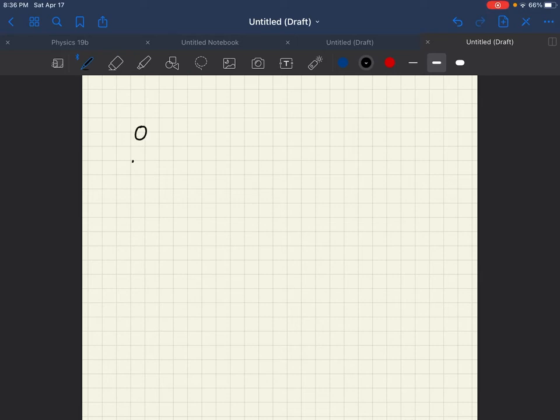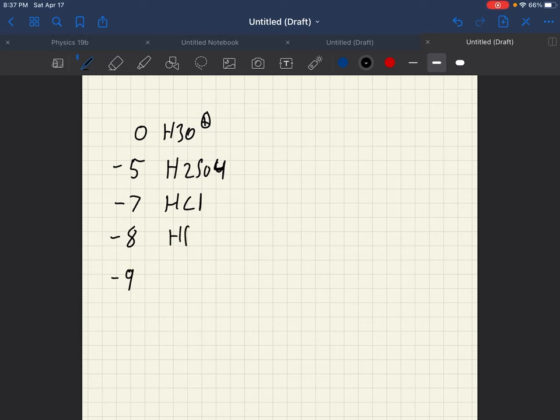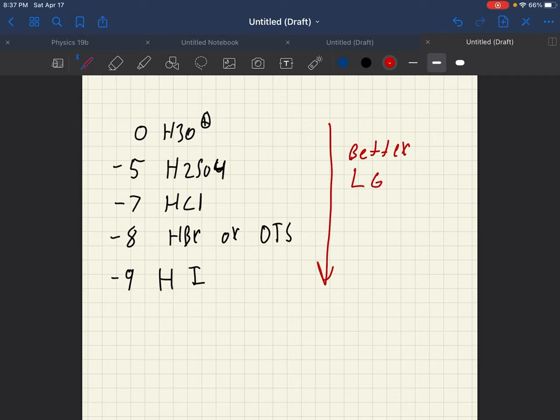At 0, you have H3O+, a great leaving group. At -5... you have H2SO4, a good leaving group, at -7. You have HCl, a good leaving group. Then -8, which is going to be your HBr or OTs. These are equal, though OTs might be slightly better as a leaving group. And then -9 is HI. If you draw these out, the way the arrow is pointing is the better leaving group direction.